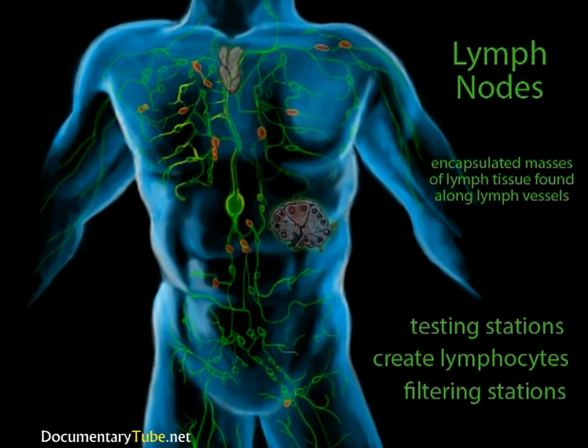Eventually, the lymph is returned to the circulatory system via the right and the left subclavian veins in the shoulders just above the heart level.